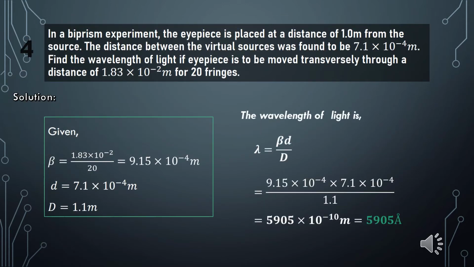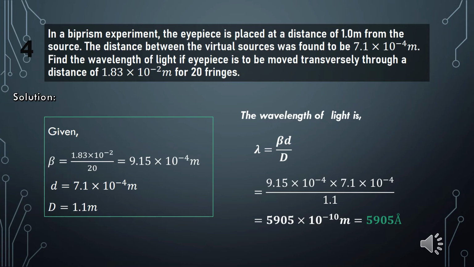Problem number 4. Here we need to determine the wavelength of light used. The data given: the width of 20 fringes is found to be 1.83 × 10^-2 meter. Therefore, fringe width beta is equal to 1.83 × 10^-2 divided by 20, which is equal to 9.15 × 10^-4 meter.